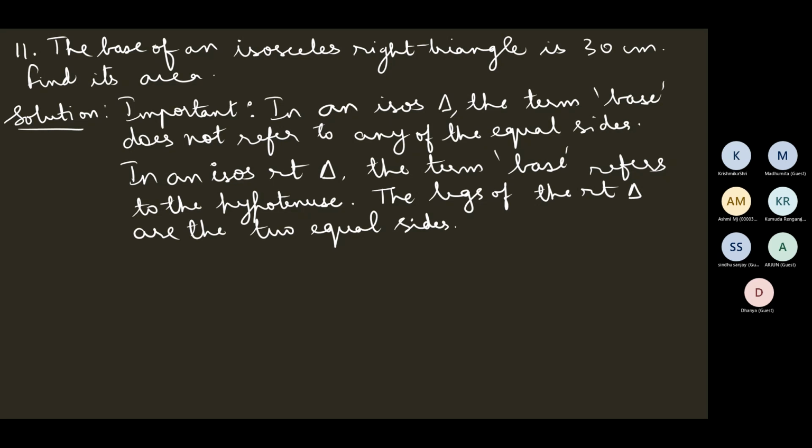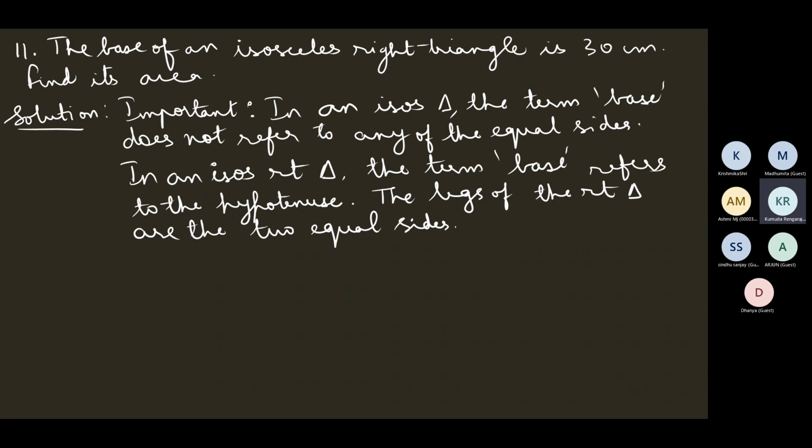See, every isosceles triangle need not be a right isosceles triangle. In an isosceles triangle, we know two sides are equal. The base is not any of the equal sides; it's the third side. If it is a right triangle as well as an isosceles triangle, that is a right triangle in which two sides are equal, a right isosceles triangle or isosceles right triangle, whatever.